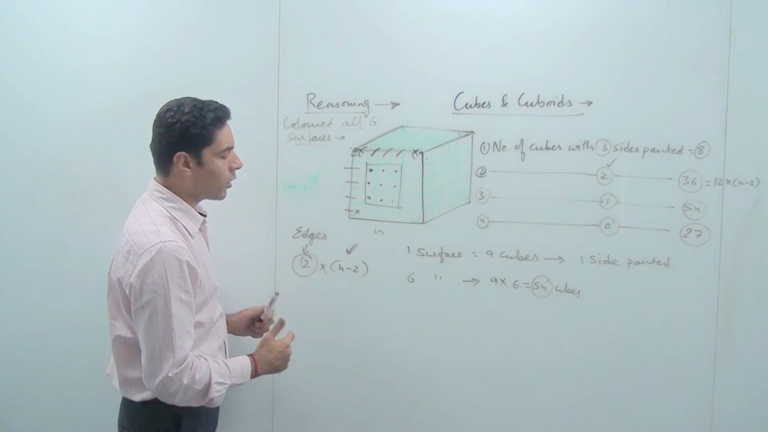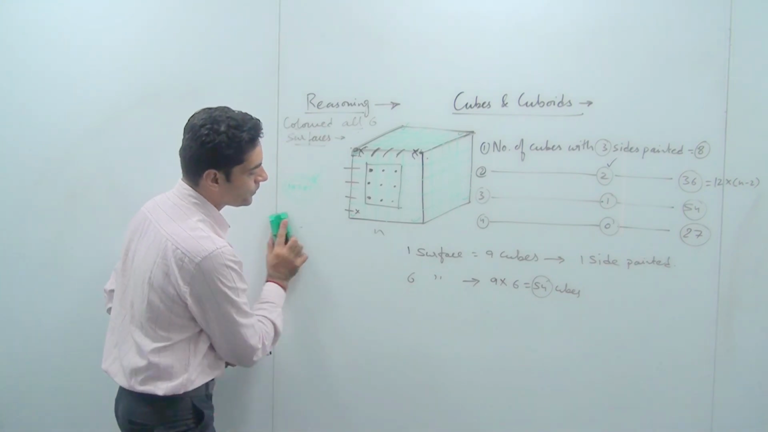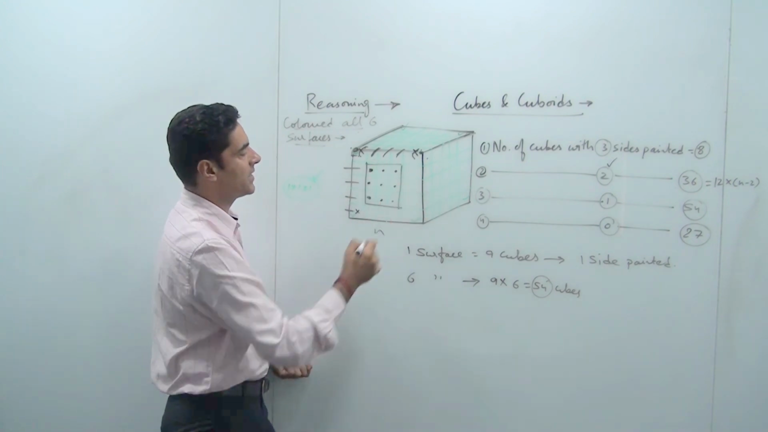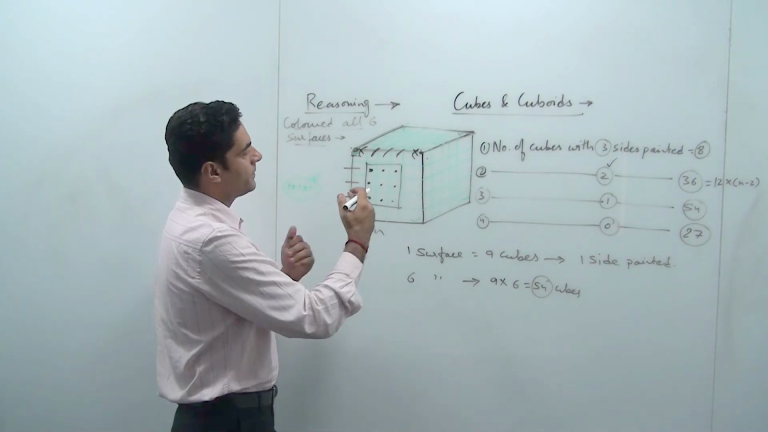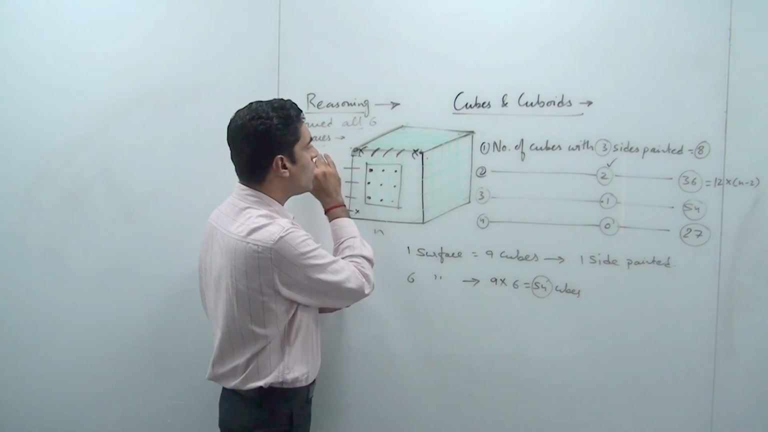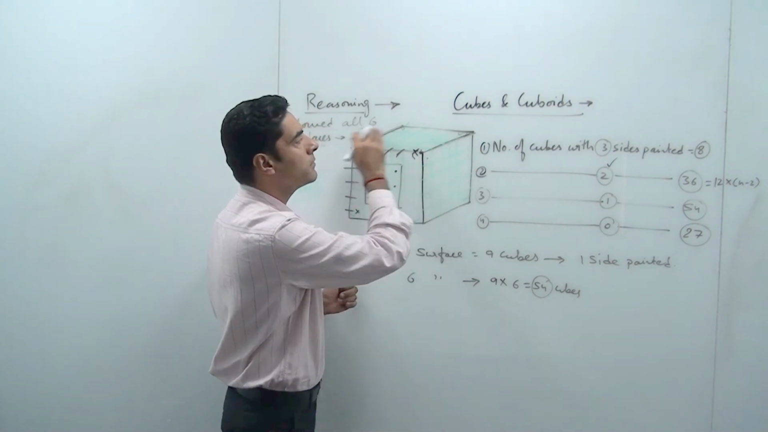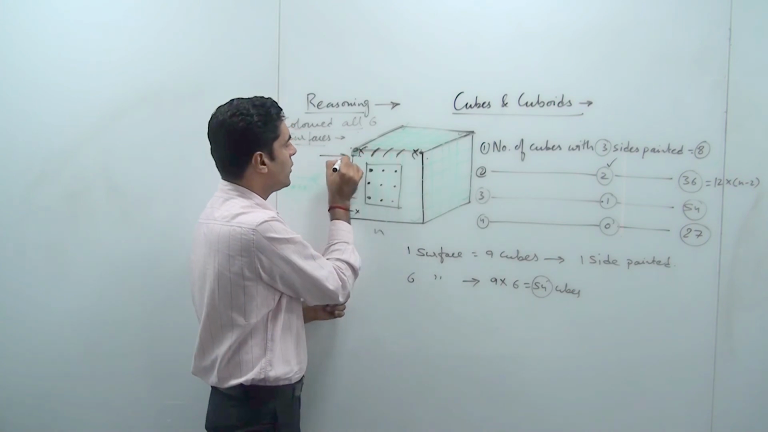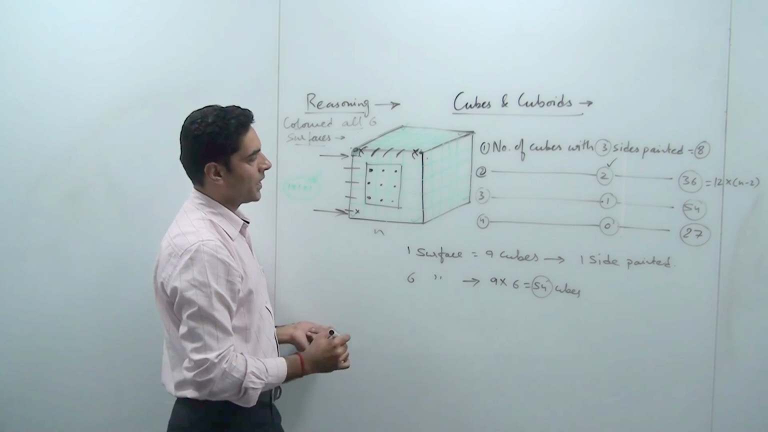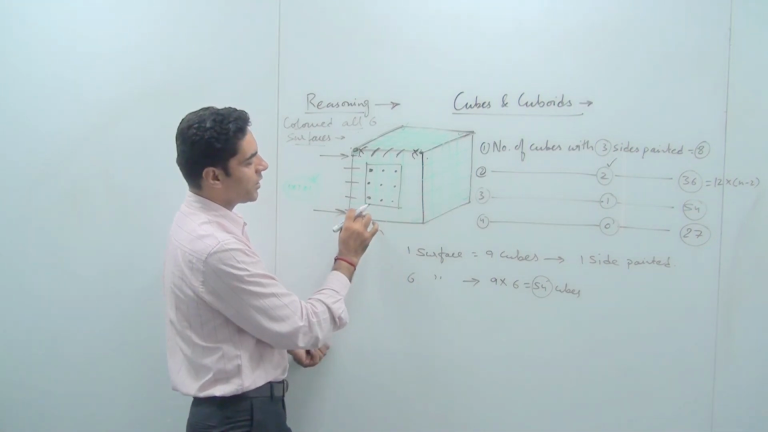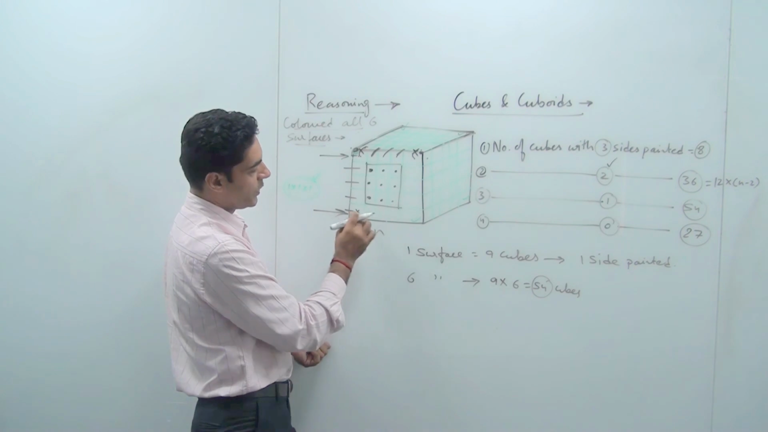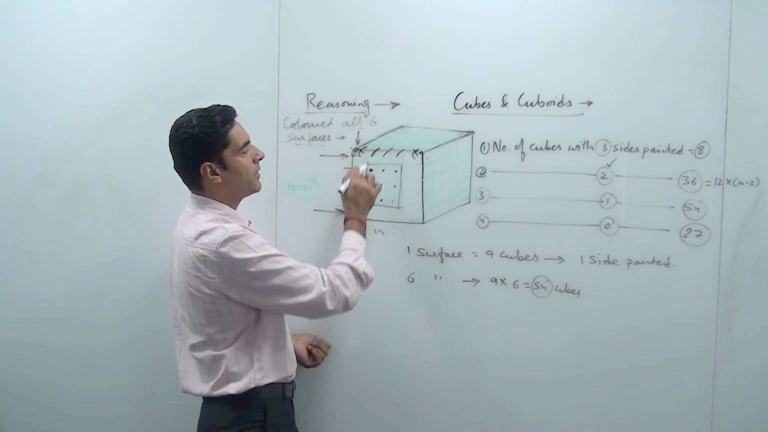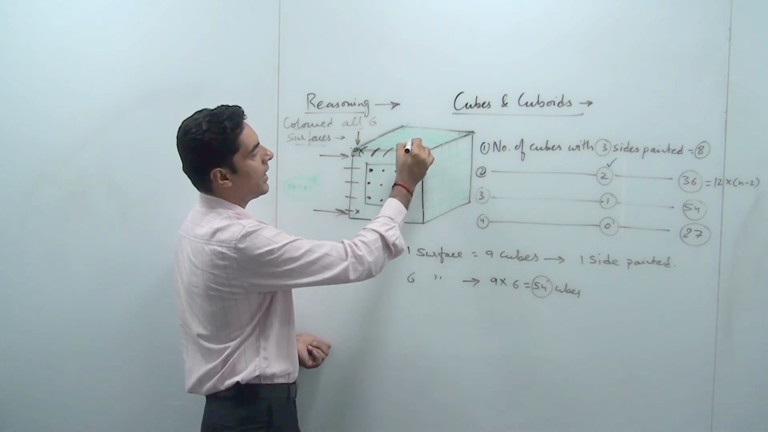Similarly, if I talk about cubes with one side painted, as I told you, those are going to be there on the surface. On one surface, if I talk about this surface, I don't want the top portion of it. The reason being the top portion is having either 2 or 3 sides painted. I don't even want the bottom portion, because the bottom portion is also having either 2, this is 2, 2, 2 and this is 3, 3, 3. I don't even want this one because this is also having either 2 or 3, and this one.